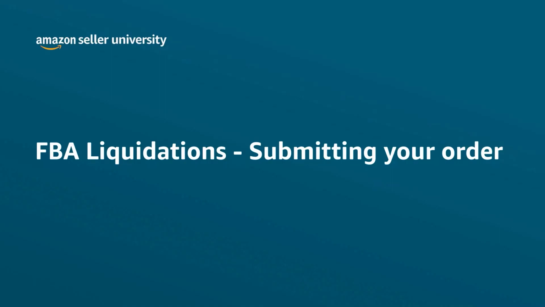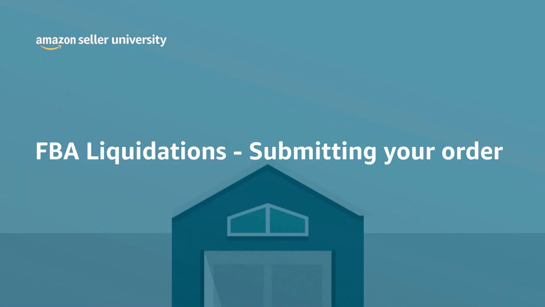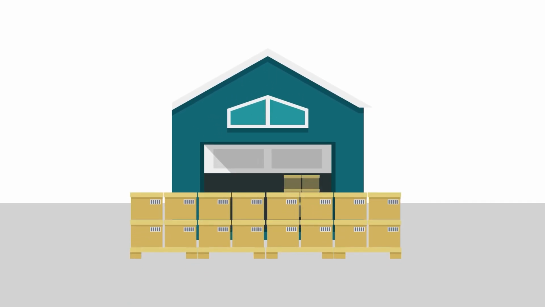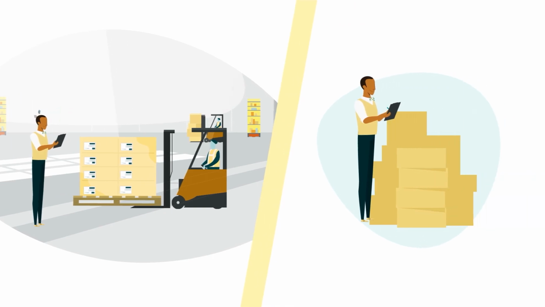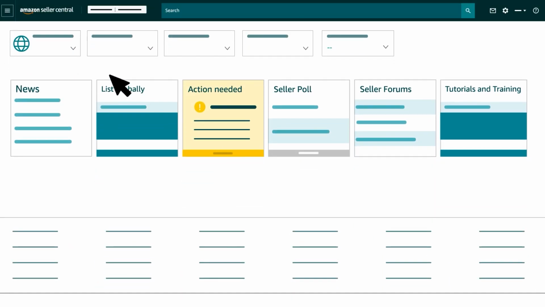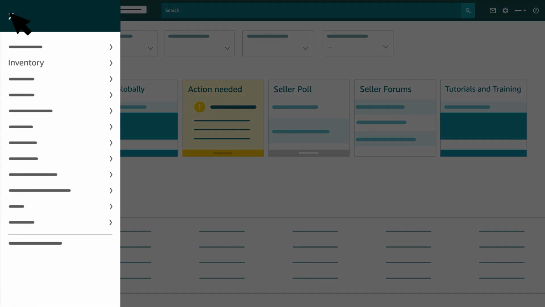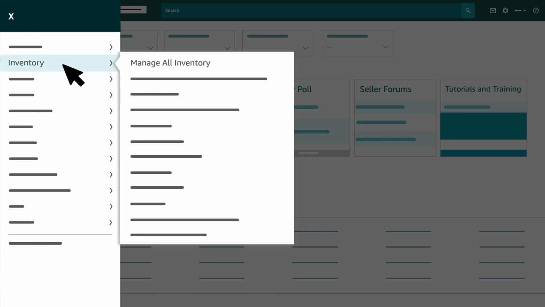Welcome to our training on how to create and submit an order in Seller Central for the FBA Liquidations program. You can submit an FBA Liquidations order the same way you submit a removal order to have inventory returned to you or disposed of. First, open the main menu in Seller Central. Hover over Inventory, then click Manage All Inventory.